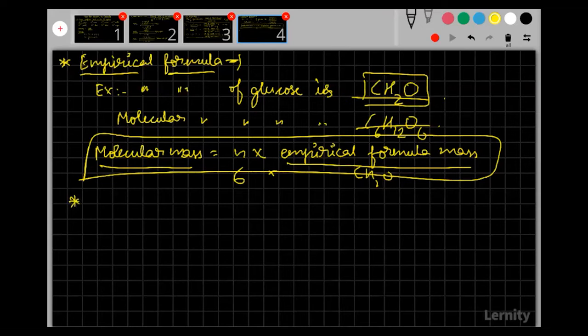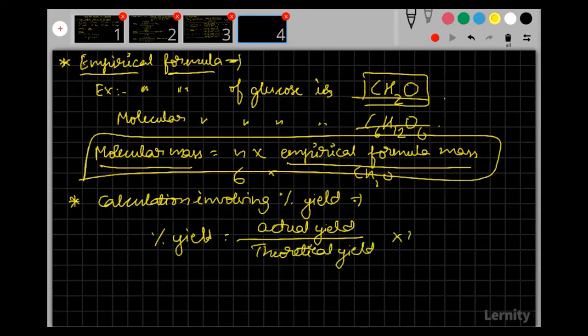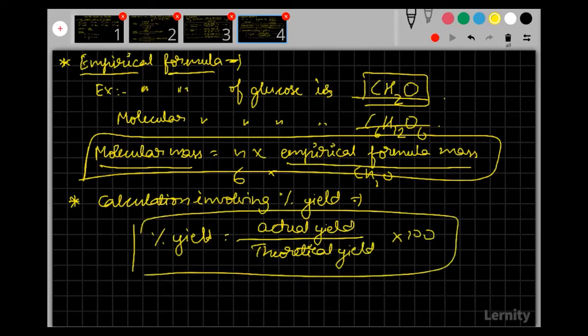First, let us take down all the formulas. So here it will be calculations involving percentage yield. So how to calculate the percentage yield? It is the actual yield given in the question, divided by the theoretical yield, into 100. So by using this, we'll be calculating the percentage yield.